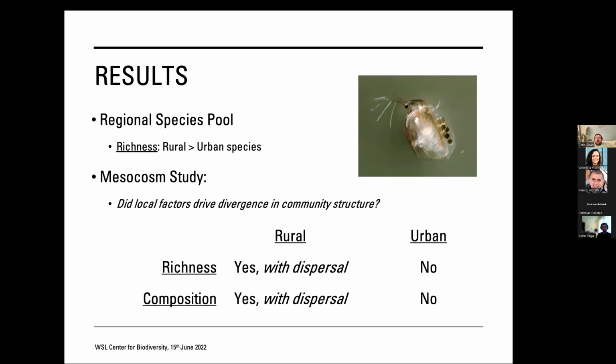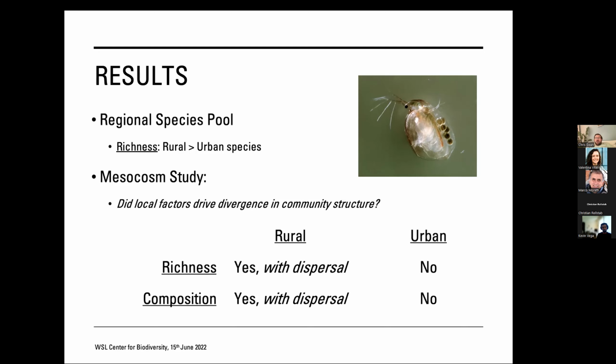So the results here are the regional species pool for richness. The rural regional species pool was greater than the urban species pool. And for the mesocosm study, the question is, did local factors drive divergence in community structure? If we were to organize the results like this, rural versus urban for richness, the answer is yes, it did with dispersal. For urban, it's no. For composition, the answer is yes with dispersal, and no for urban.